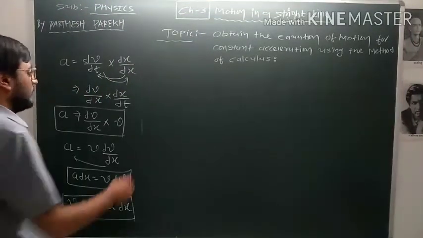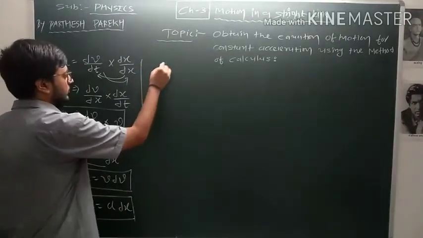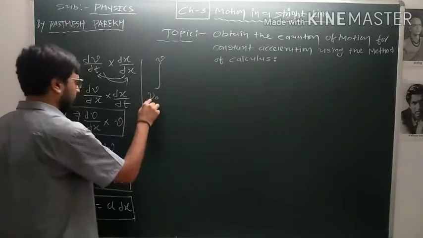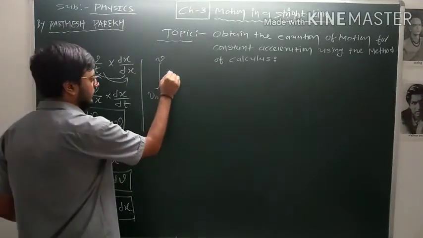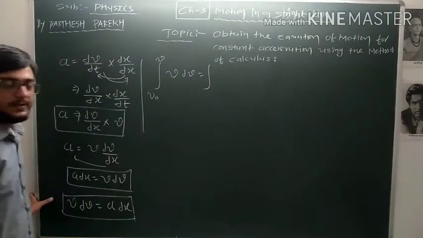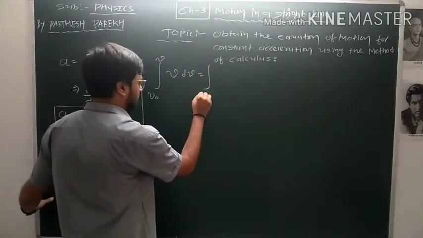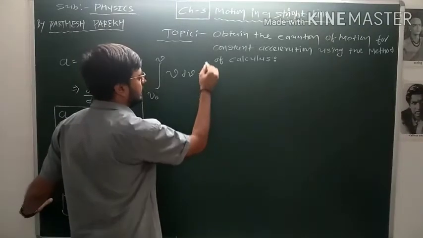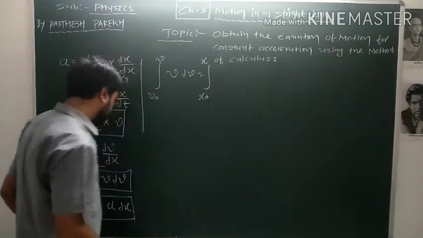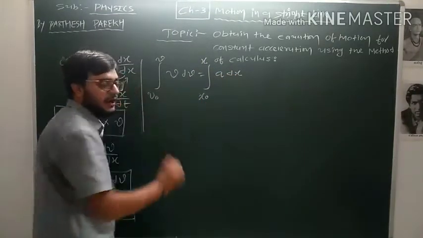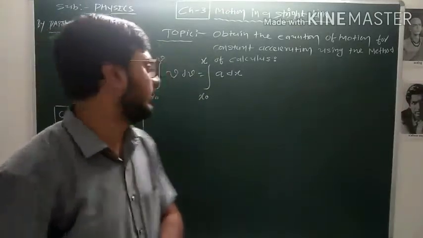We take limits: initial velocity v naught and final velocity v, then v into dv. Here we also take limits, since x is given: initial position x naught and final position x, then a into dx. Now we take a outside because acceleration is constant.